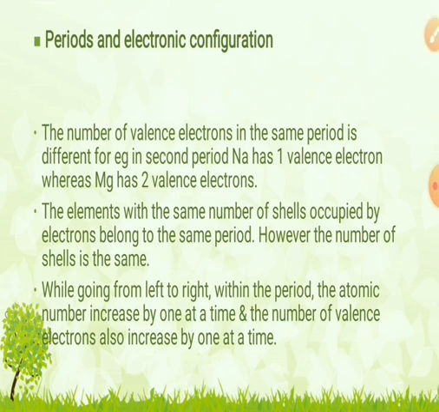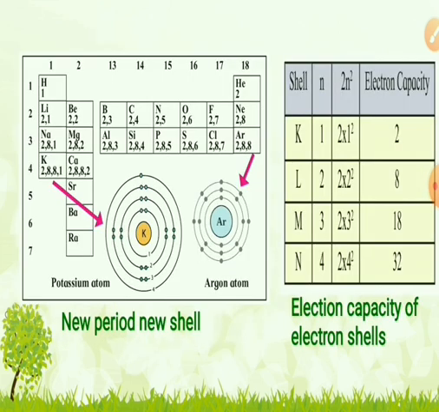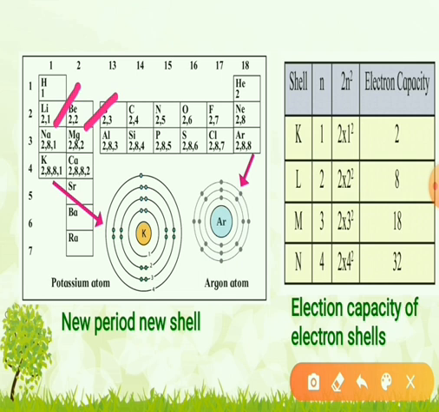Periods and electronic configuration. The number of valence electrons in the same period is different. For example, third period, sodium has one valence electron, whereas magnesium has two valence electrons. Here you can see sodium has one valence electron and magnesium has two valence electrons, while they belong to the same period, that is 3. Next example, you can take potassium and calcium belonging to the fourth period, whereas potassium has one valence electron and calcium has two valence electrons in its outermost shell.